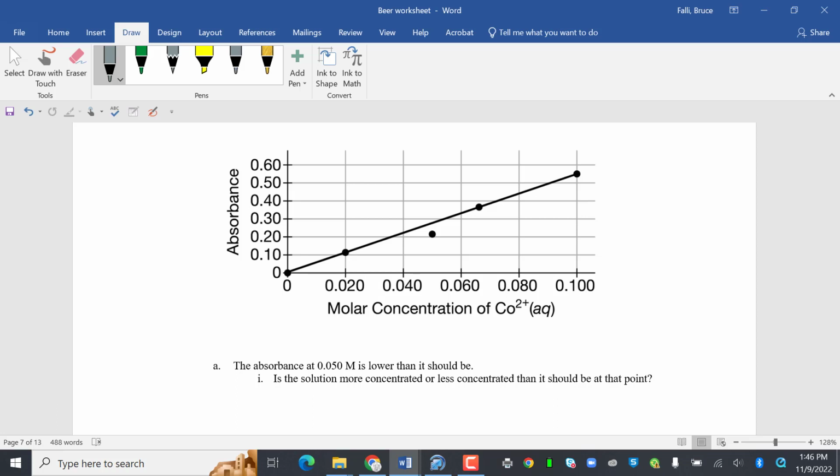In this case, this is the concentration. Is the solution more concentrated? It is more concentrated than it should be, because 0.20 molar, 20 absorbance, indicates 0.38 molar.